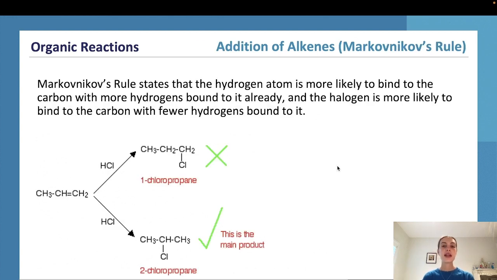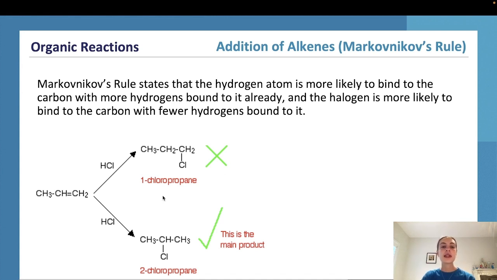And so when we look at these addition reactions, we need to consider something called Markovnikov's rule. What Markovnikov's rule says is that the hydrogen atom is going to be more likely to bind to the carbon which has more hydrogens bound to it already, and the halogen is going to be more likely to bind to the carbon which has fewer hydrogens already bound to it.